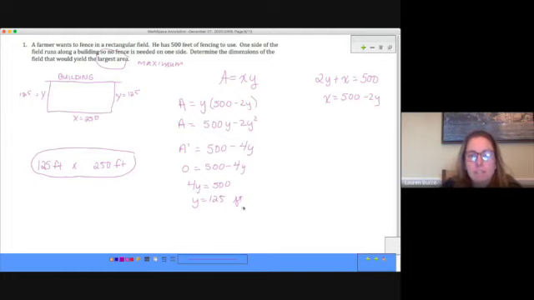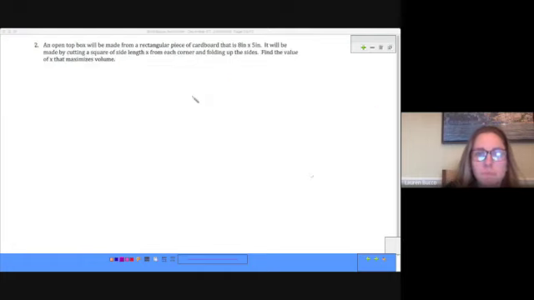So I didn't really need to do any secondary work there to try to determine if my answer was actually correct or not. I knew it was. All right, easy peasy maximum problem, or optimization problem. Okay, next one, open top box. All right, an open top box will be made from a rectangular piece of cardboard.